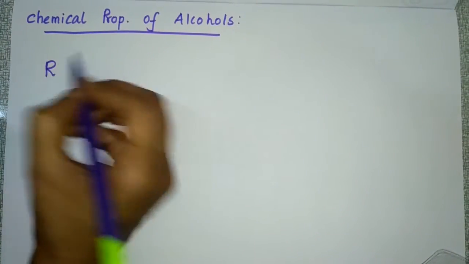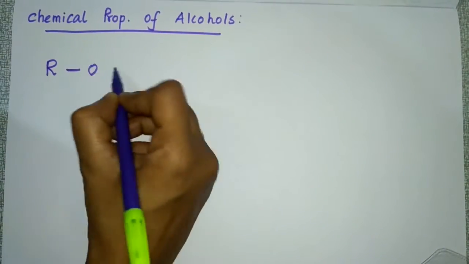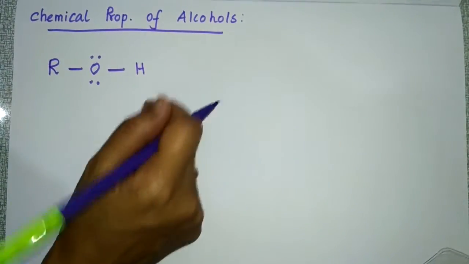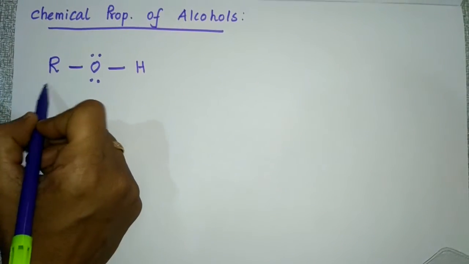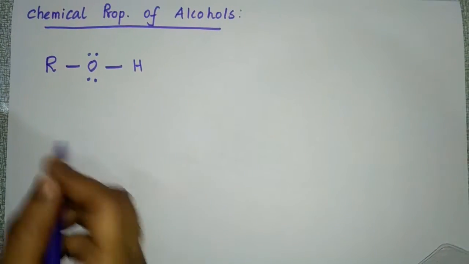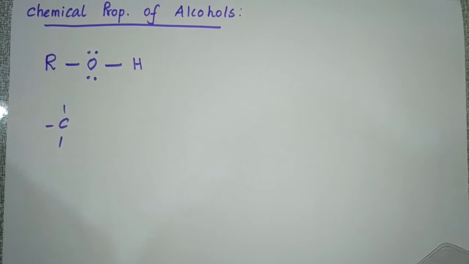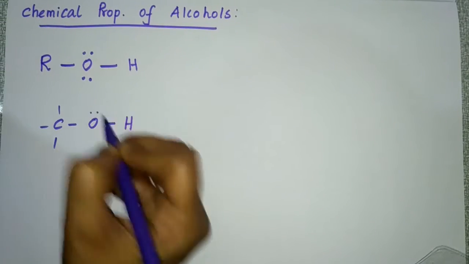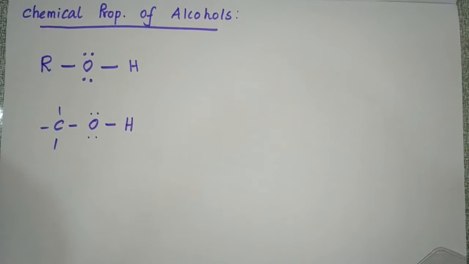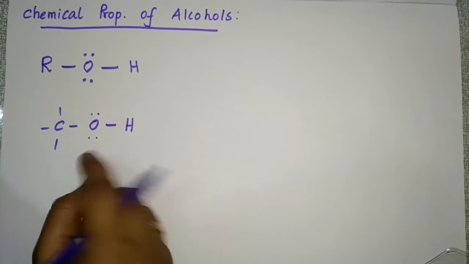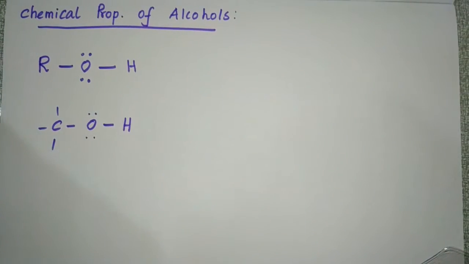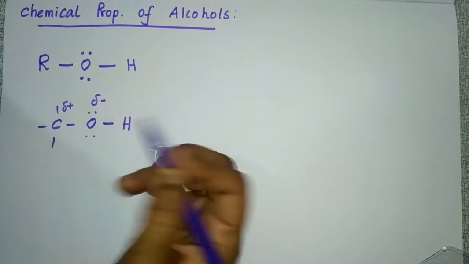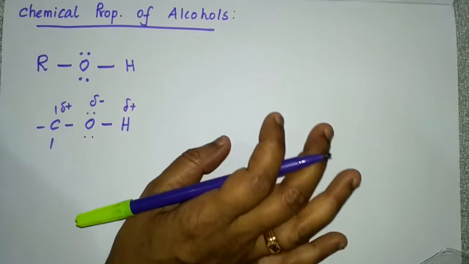You can represent alcohol as ROH, and this oxygen will have two lone pairs of electrons. Here R is nothing but an alkyl group, and this is attached to OH. You know very well this oxygen will attract the shared pair of electrons towards itself. So oxygen will become partially negative, and this carbon and hydrogen will become partially positive.